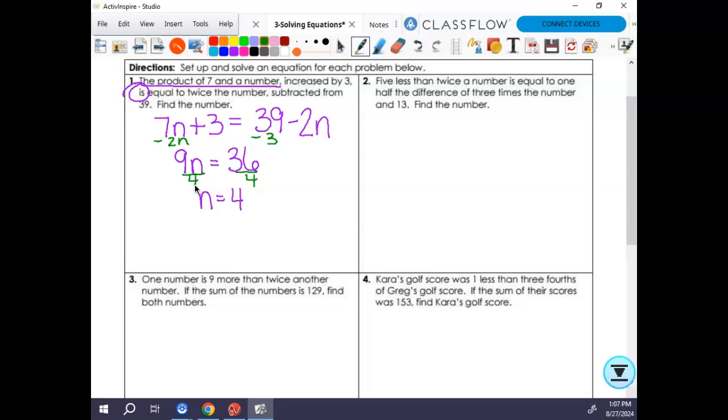Okay, so now we're going to do the same thing with number 2. I want you to write out what you think it says. You can do it with the marker.